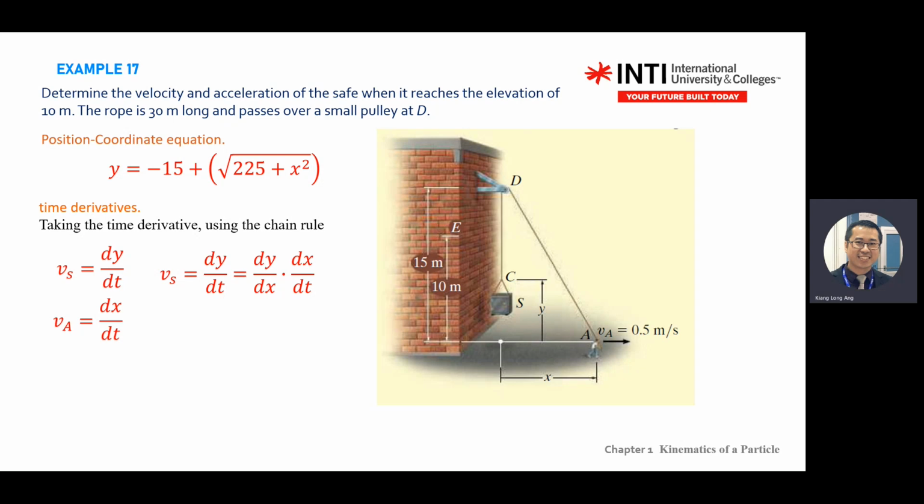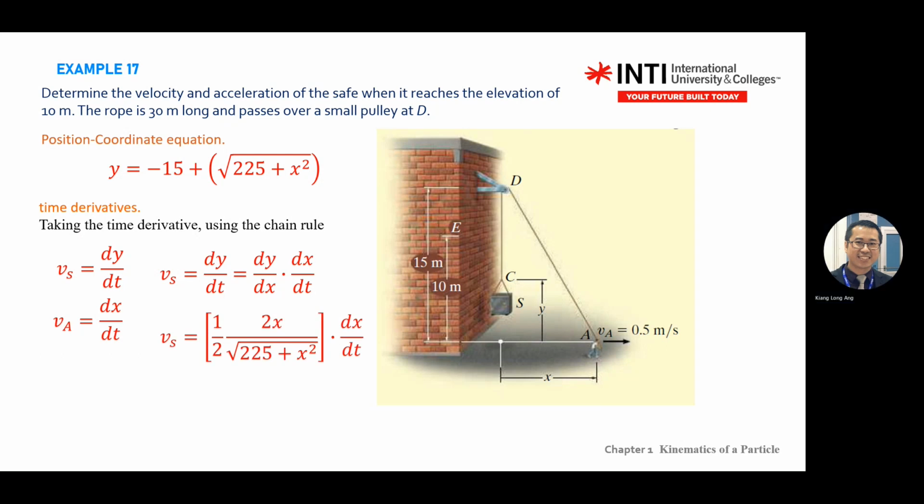The velocity of A is your dx/dt, which is this one. It's given in the question directly. dx/dt actually is 0.1 meter per second. You can do dy/dx like this one. A bit complex, but you can do it. It's a differentiation equation, so I will skip all the derivation.